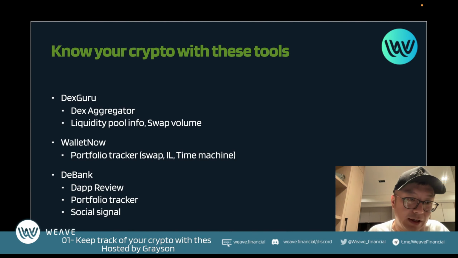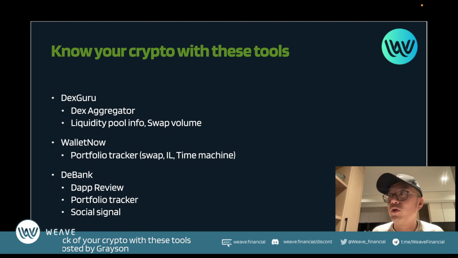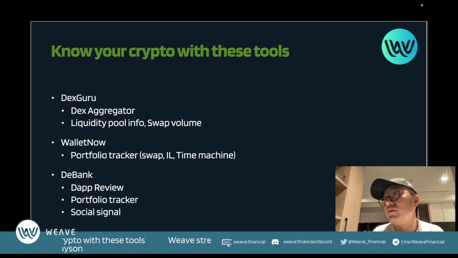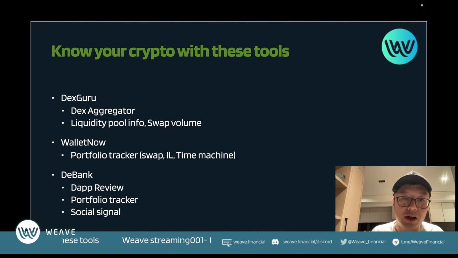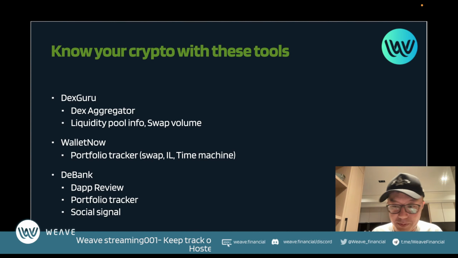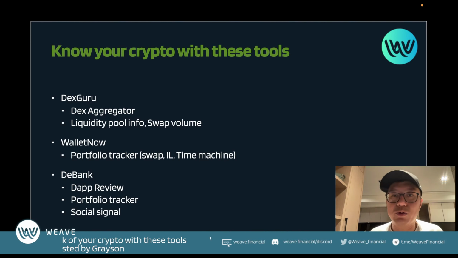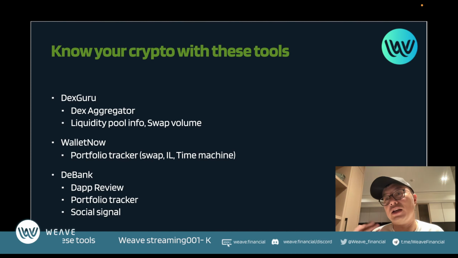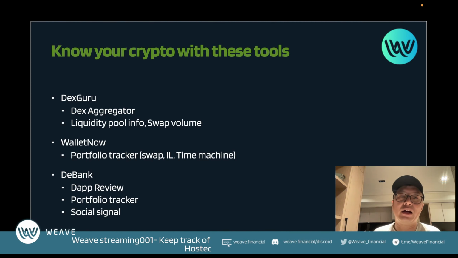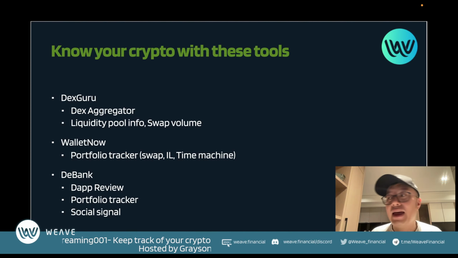The other one is Walletnow, with our partner, a portfolio tracker. The beauty of it is that you can check the impermanent loss and see if you want to remove your liquidity. Or you can also set up your Telegram bot to receive notifications of your portfolio change directly in Telegram without opening the Walletnow platform.